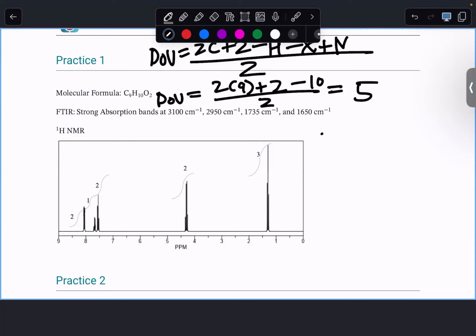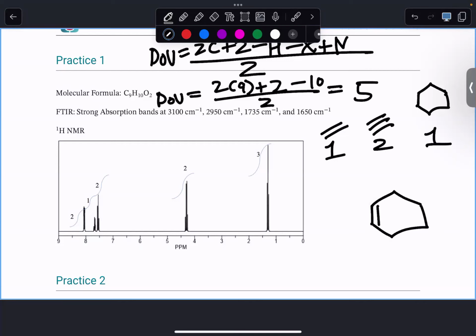How many DOUs will an alkene show? 1. How about alkyne? 2. How about any kind of ring? 1. Right. If you have at least 4 DOUs, you most likely have a benzene ring. Because this benzene ring has 3 double bonds, so that's 3 degrees of saturation and 1 ring. 3 plus 1, 4. Right. For us to double check that, we have to look at the 6 to 9 range on HNMR. We see peaks in the 6 to 9 range on HNMR, so that confirms our benzene.